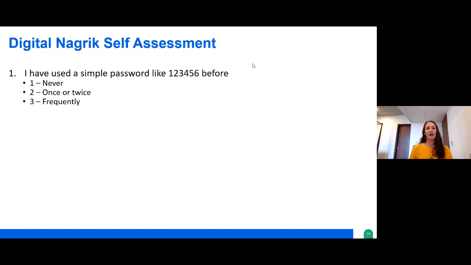Now, by the way, you'll see that 1 is the best score. So in this particular quiz, you're trying to get a low score. You're not trying to get a high score. And my first question is, it's not a question actually, it's a statement that says, I have never used a simple password like 1, 2, 3, 4, 5, 6. Give yourself 1 point if you have never used a password like that. But if that is your password, or if your password is 654321, you better give yourself a 3.